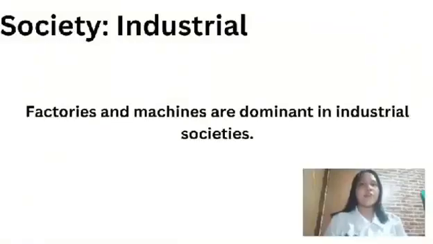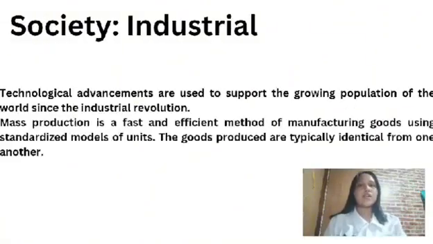Industrial society. Factories and machines are dominant in industrial societies. Technological advancements are used to support the growing population of the world since the Industrial Revolution. Mass production is a fast and efficient method of manufacturing goods using standardized models of units. The goods produced are typically identical from one another.